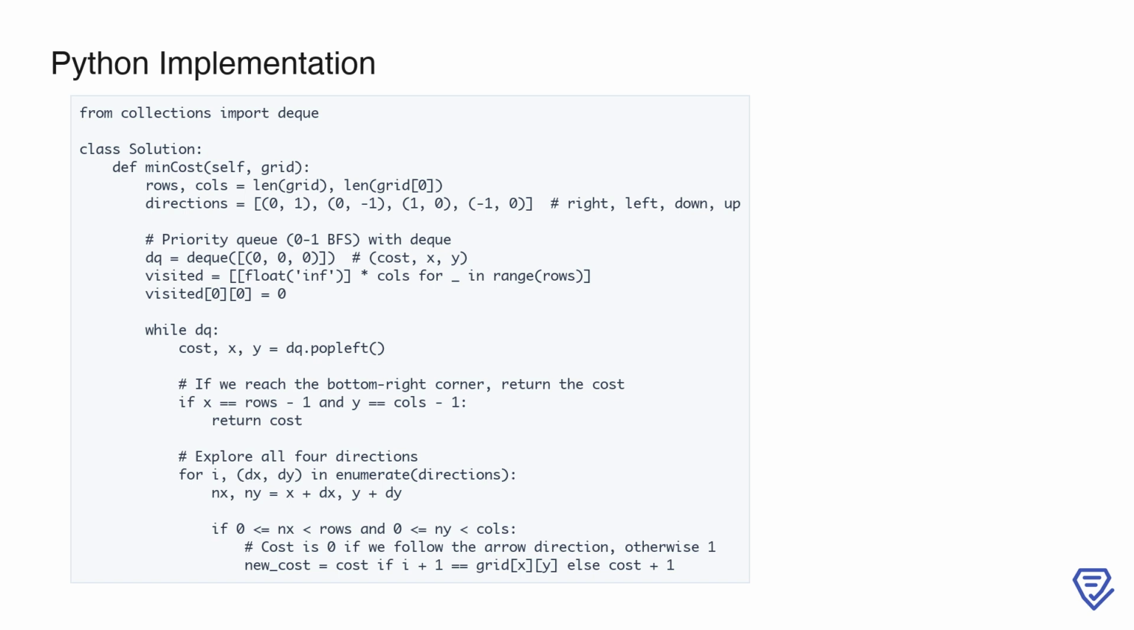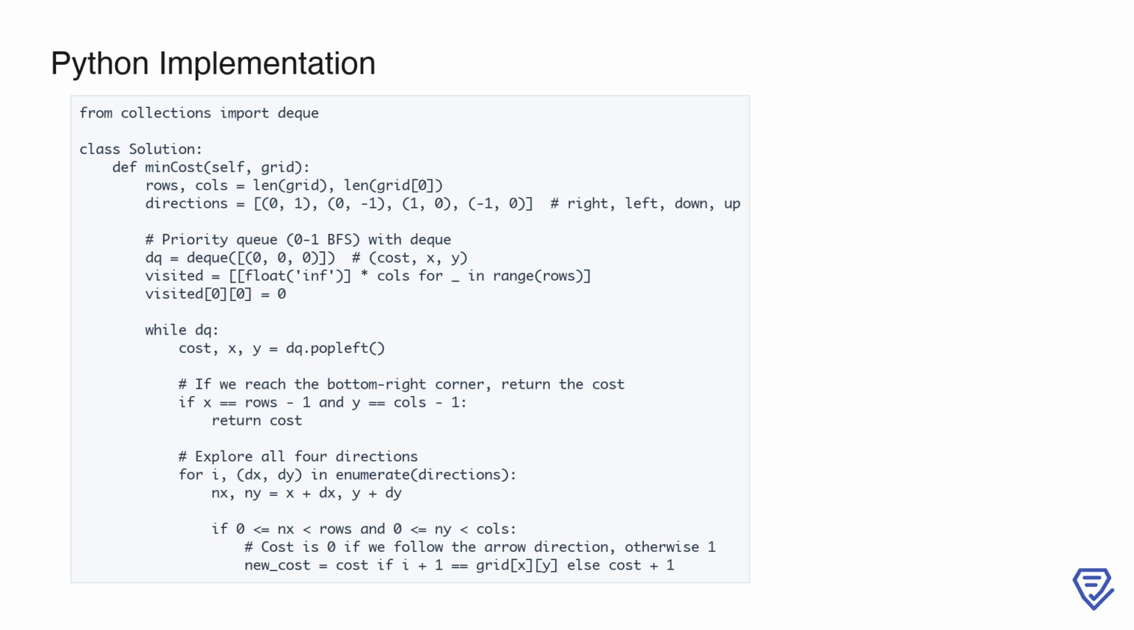Here, we start by importing the required modules and defining our min-cost function within a solution class. The function takes a grid as input, representing the board with arrows indicating directions. First, we determine the number of rows and columns in the grid and define a list of possible movement directions: right, left, down, and up. These are represented as coordinate changes in the directions list.